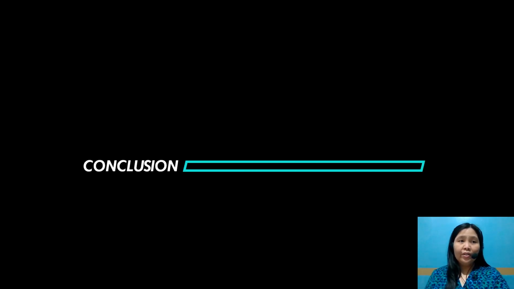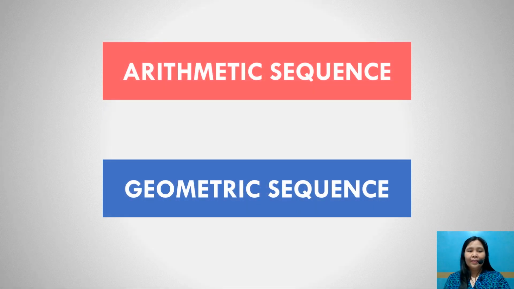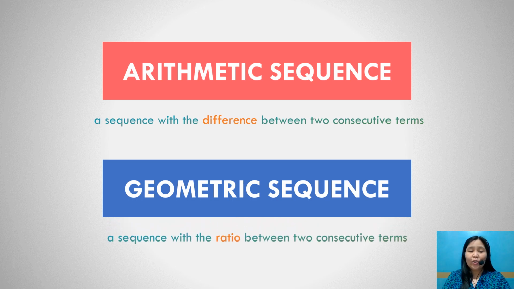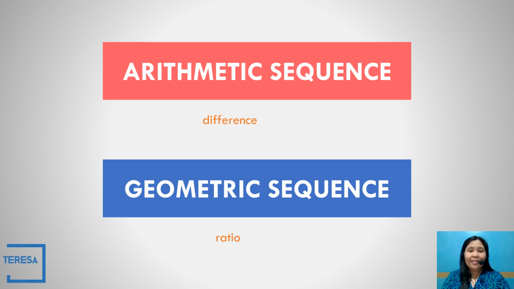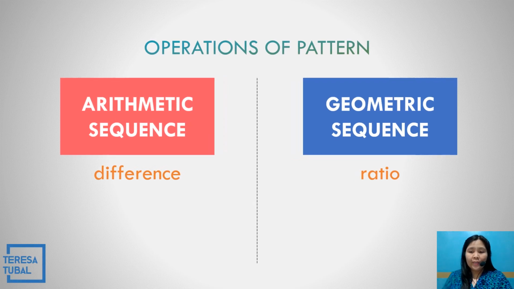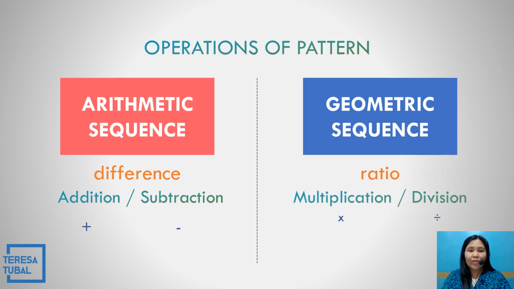So what have you learned? Arithmetic sequence is a sequence with a difference between two consecutive terms. How about geometric sequence? A sequence with a ratio between two consecutive terms. So as you can see, in arithmetic, we get the common difference, while in geometric, we need to get the common ratio. To get the common difference, second term minus the first term. To get the common ratio, second term divided by the first term. The operations of the pattern of arithmetic sequence are addition and subtraction, while the operations of the pattern of geometric sequence are multiplication and division.